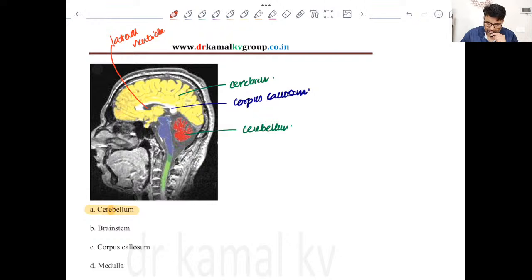Then lower down, this is midbrain, right? And then this is pons, this is pons here, and lower down the pons we have the medulla, which continues down as the spinal cord. Okay, so this is the structure in this sagittal section.